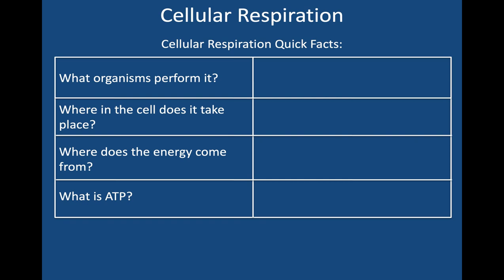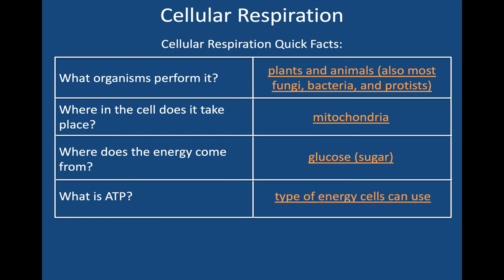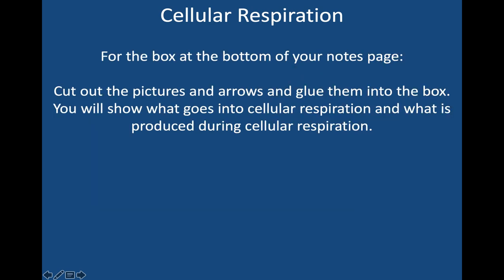So let's do a quick review of cellular respiration. What organisms perform it? Plants and animals, and most bacteria, fungi, and protists. Where in the cell does it take place? The mitochondria. Where does the energy come from? Sugar, the glucose. And what is ATP? It's a type of energy that cells use.